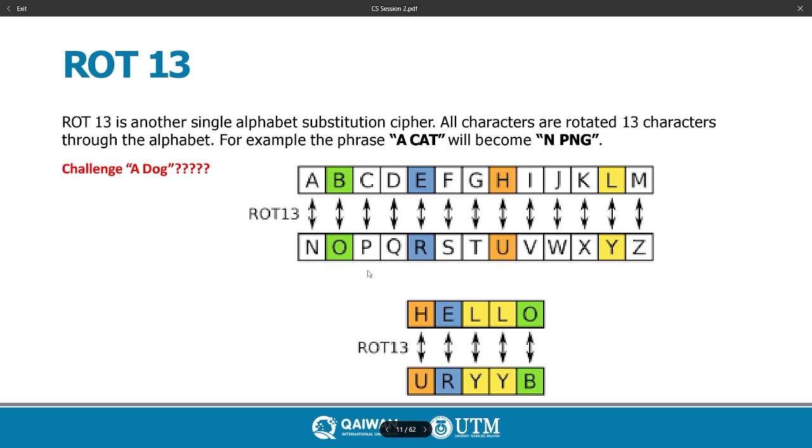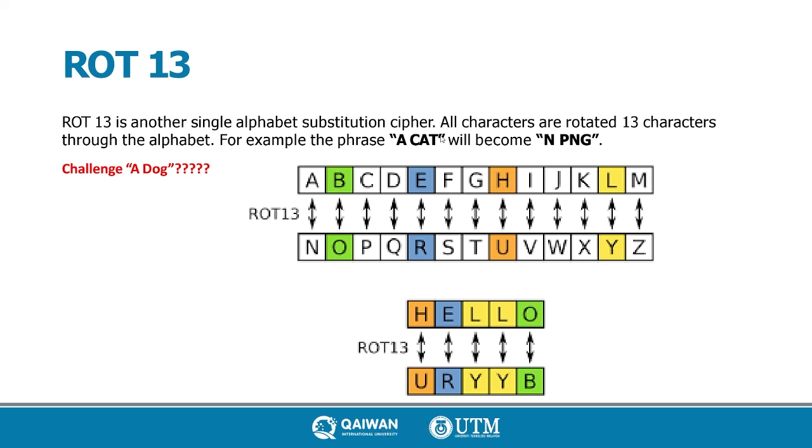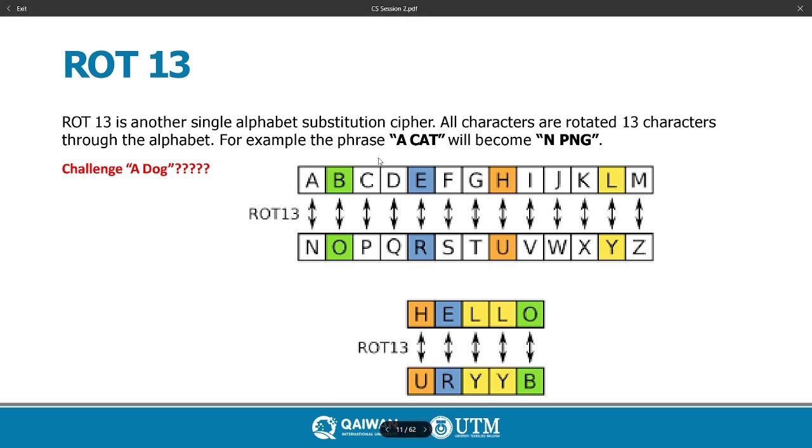Now we have ROT13. ROT13 is another single alphabet substitution cipher. All characters are rotated 13 characters through the alphabet. For example, the phrase "a cat" will become NPNG. Okay, and why is that?